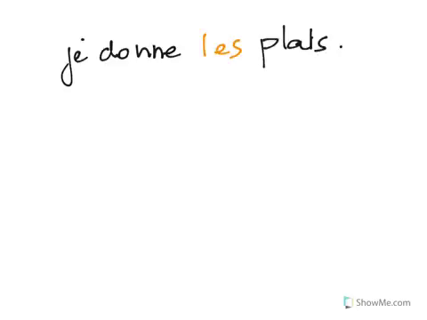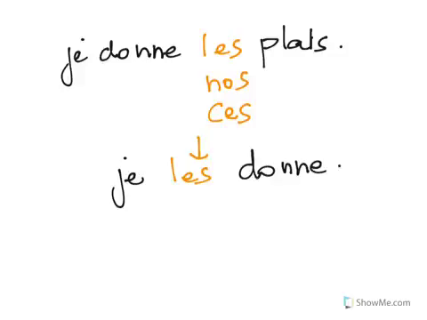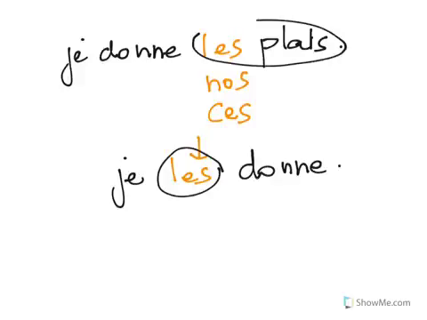And finally, plural form. Let's say I'm giving the dishes. Je donne les plats. Or je donne nos plats. Or je donne ses plats. No matter what, I'm going to end up saying je les donne. I'm giving them. This is replacing the whole formula. Them.